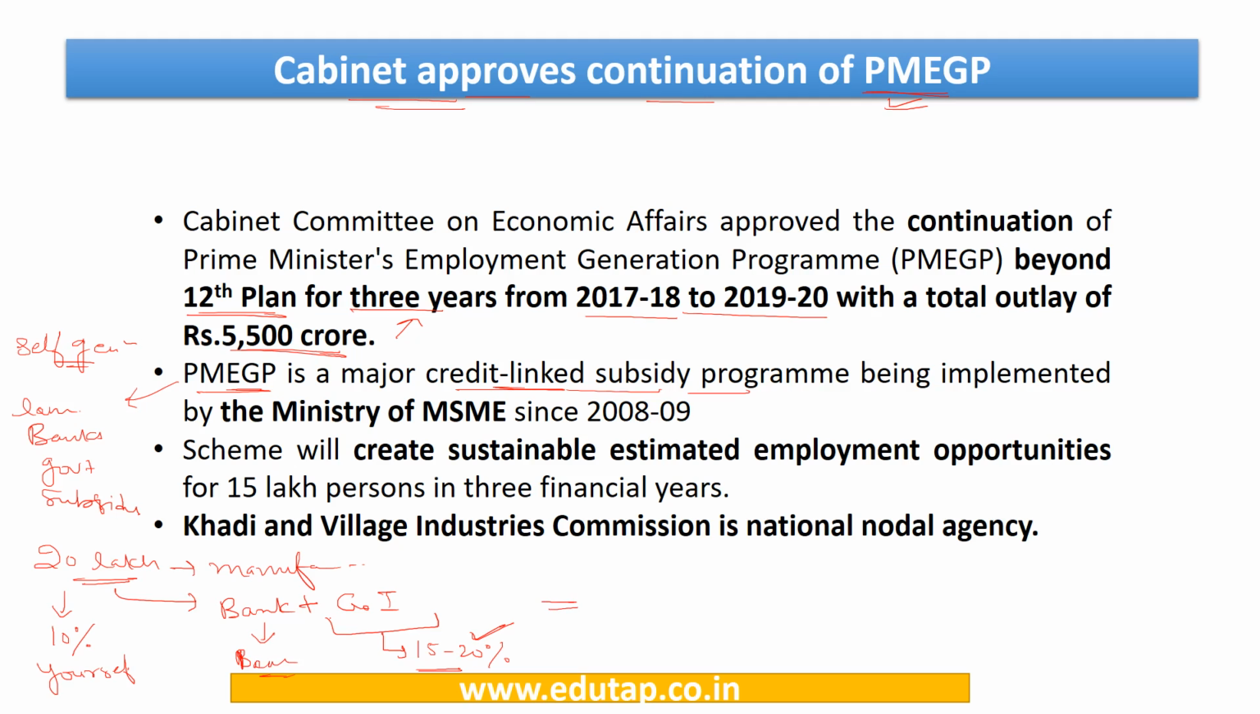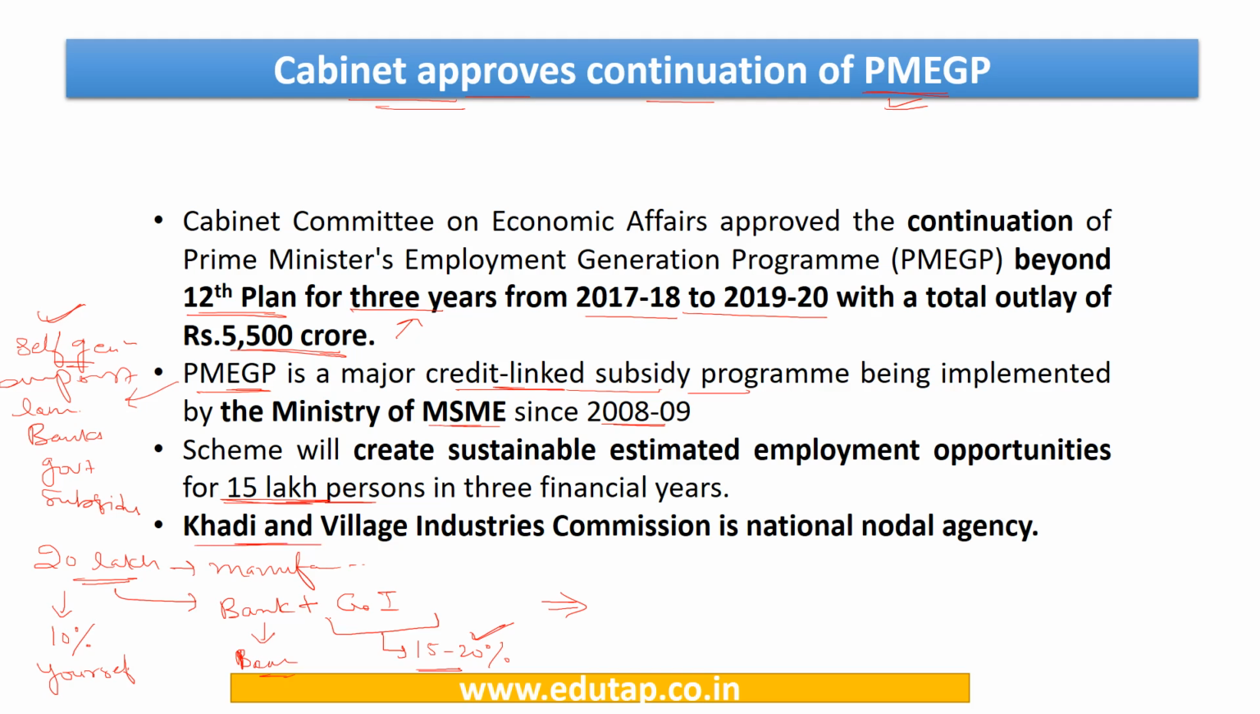So ultimately the person gets the total amount, and this particular scheme is being implemented by Ministry of MSME since 2008-9, and in order to encourage self-employment generation, the government has now decided to continue the scheme for further 3 years, and it has been estimated that it will benefit 15 lakh persons.